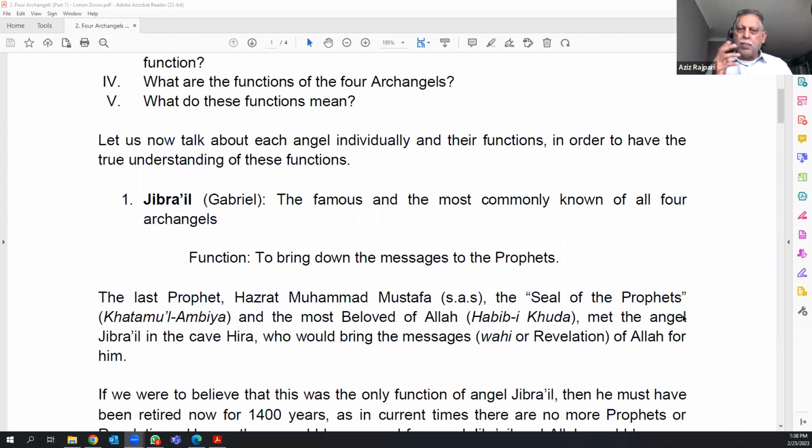In that case, अगर ये बात हम सब ने मान ली, accept कर ली, and if there is no issue in that function, now the last prophet, Hazrat Muhammad Mustafa sallallahu alaihi wasallam, the seal of the prophets, Khatamul Anbiya, and the most beloved of Allah, Habib-e Khuda, met the angel Jibril in the cave Hira, who would bring the messages, wahi or revelation of Allah for him. So far, we are all good. We all knew that. There is no new information.